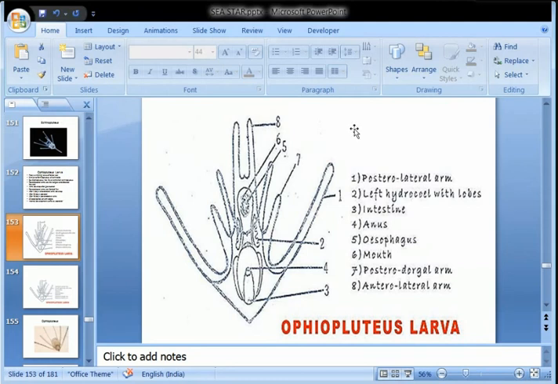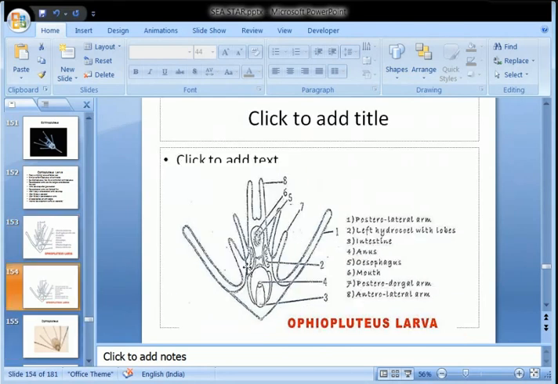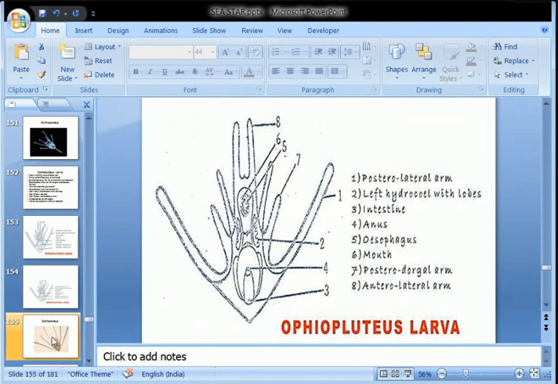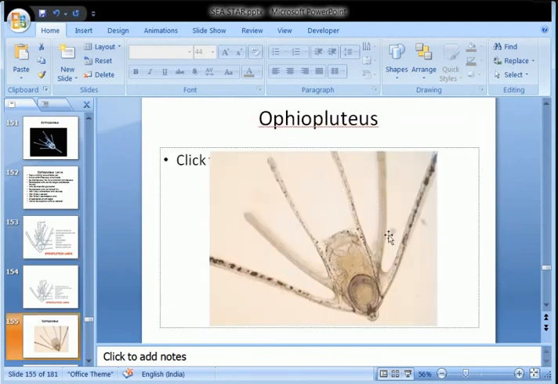Now you have to remember the names, the structure, and what part of the digestive system has formed in these larvae, because these are also included in your practical exercise as well. So in practical exercise, you have to make this diagram and you have to write a few points about various arms. This is again Ophiopluteus, the same picture that we have seen here. This is the diagrammatic one, and this one is the real picture of the Ophiopluteus larva. All these are microscopic.